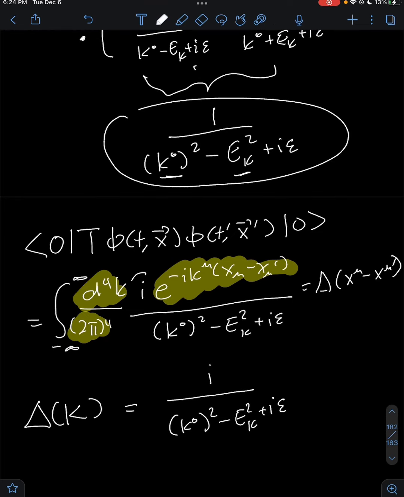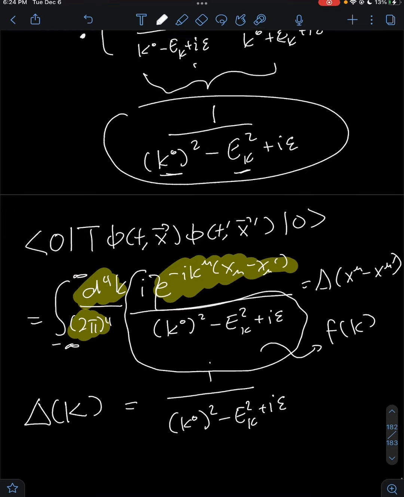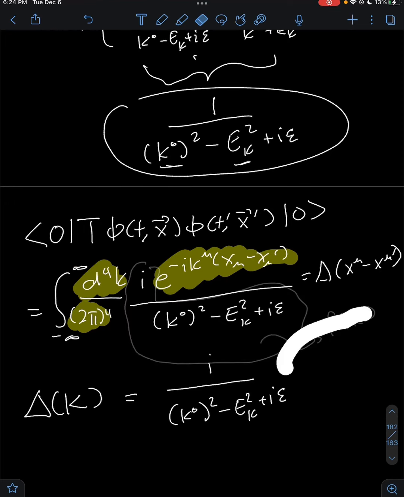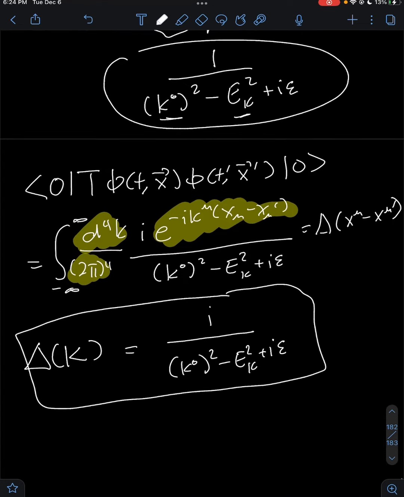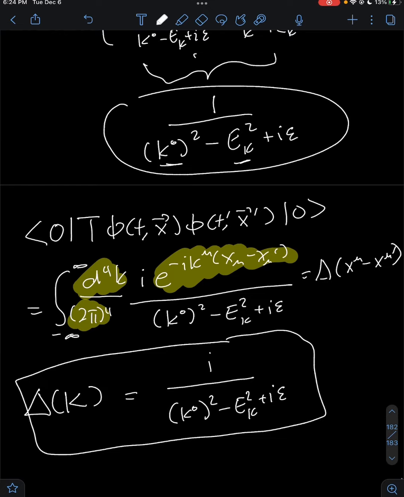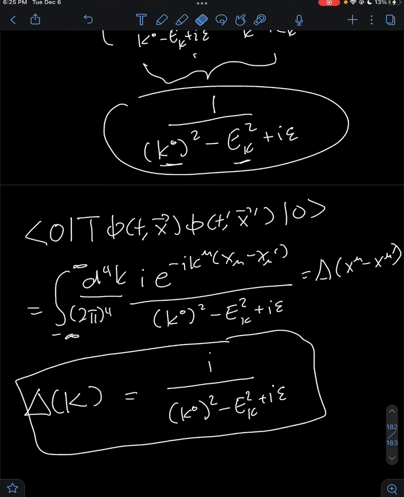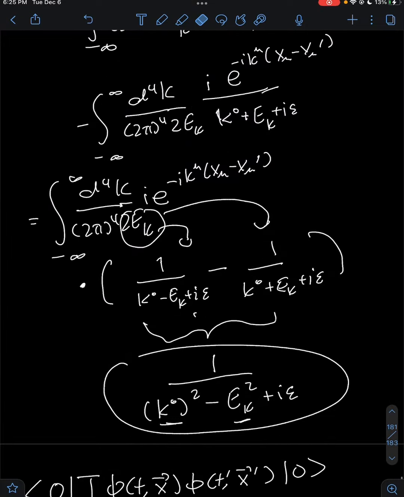So the Fourier transform, that's why I've highlighted this in yellow. What's in yellow are the basic building blocks of the Fourier transform. What's inside is going to be like the f of k, right? So the Fourier transform of its expression is pretty simple. It's just this over here. So yeah, that is how we write out the Feynman propagator. That's what it's actually equal to.